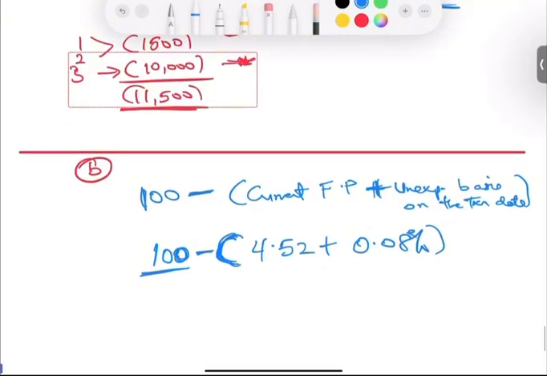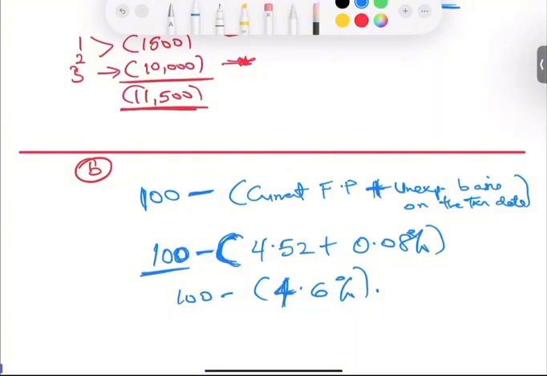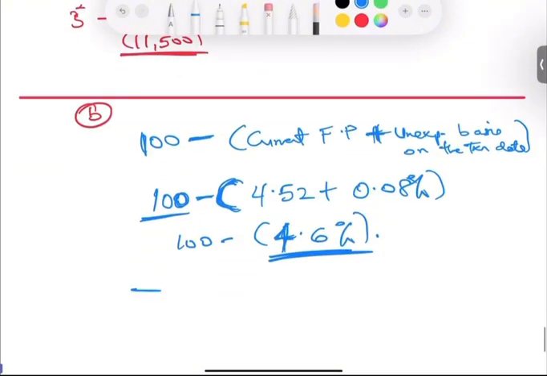So that is 100 minus 95.48, which is 4.52, plus 0.08, which is 4.6. Yes, 4.6%. In terms of pricing, we always price it as 100 minus 4.6, which is 95.4. So another way to say it is that our locking rate is at 95.4, which is actually 4.6.